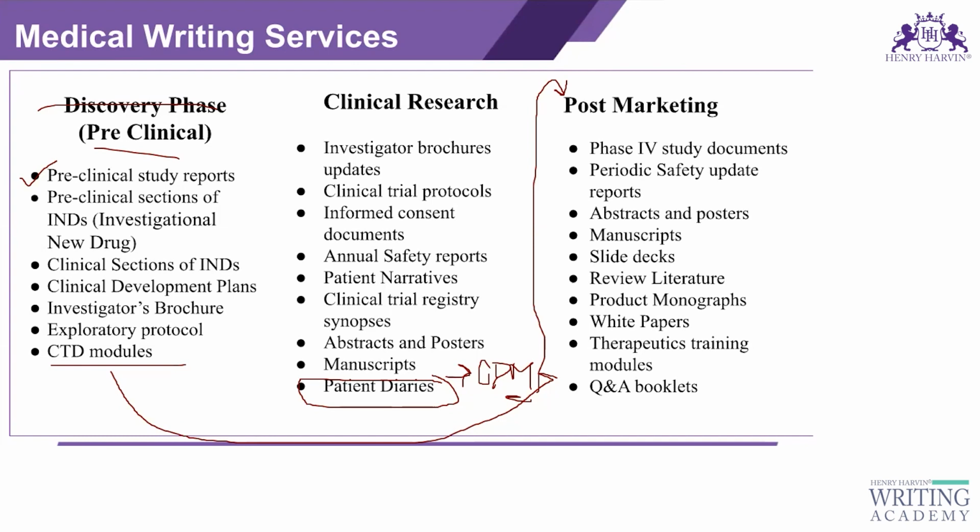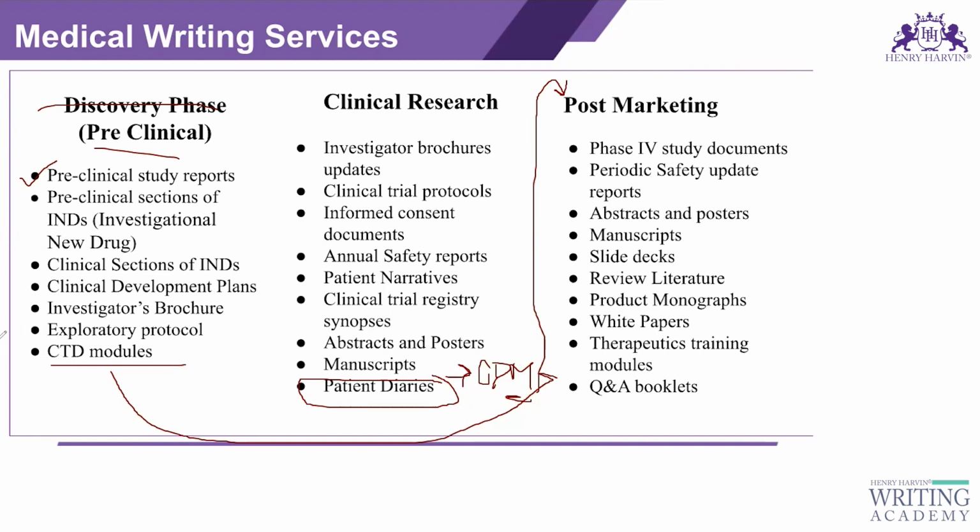Then abstracts, posters and manuscripts. As you know, when the study is completed, the researchers are interested in publishing abstracts and posters to convey to other readers that they have completed the study, what the findings are, what scientific breakthrough they have got from the study, and what the medical significance of that study is. That is conveyed through abstracts and posters. The findings and the methodology used are also published and communicated through research manuscripts.